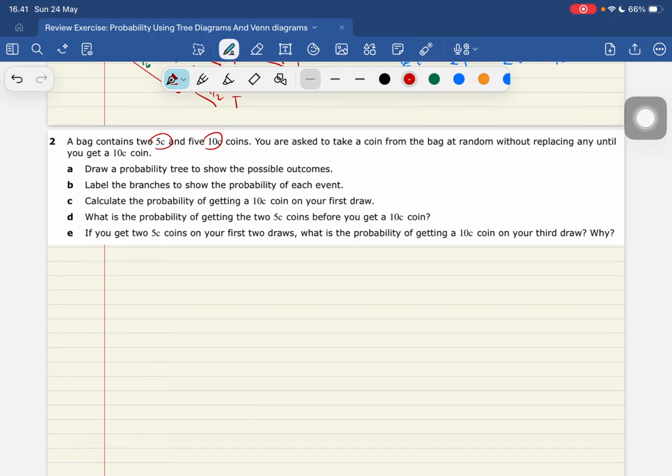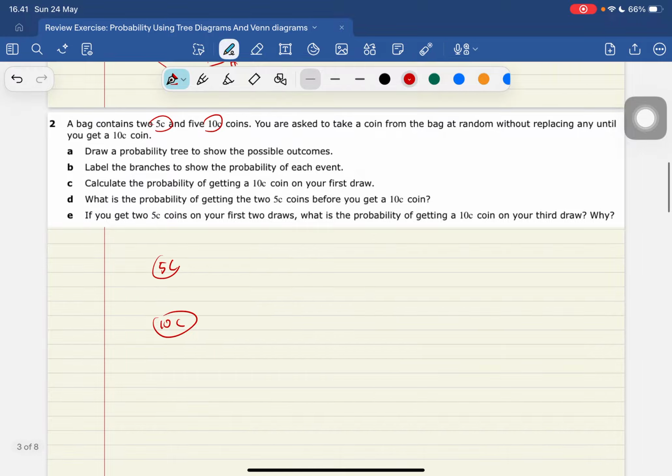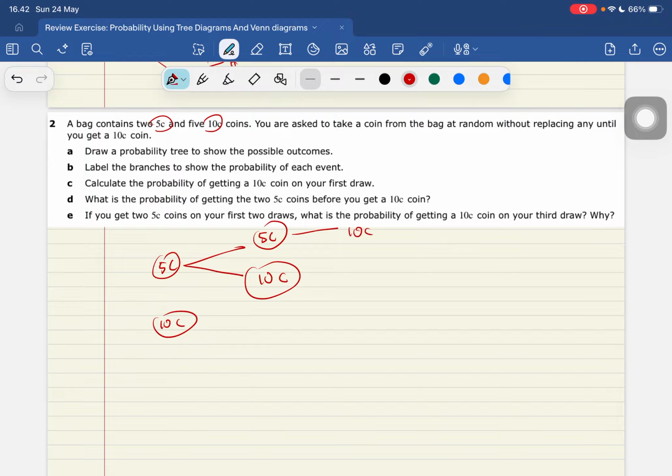So we got 2 5 cents, and then 10 cents. If you got 5 cents, you need to take it until you get 10 cents. So here we will continue: 5 cents, and here is 10 cents. As 5 cents we got only 2, here is gonna be the last. So the last is 10 cents.